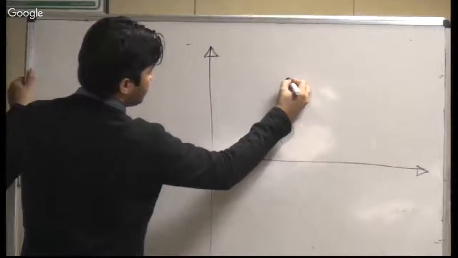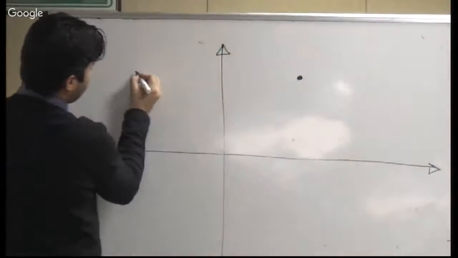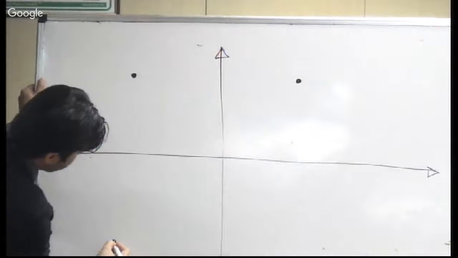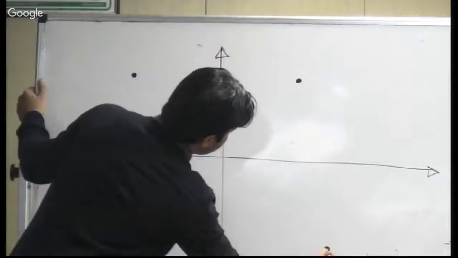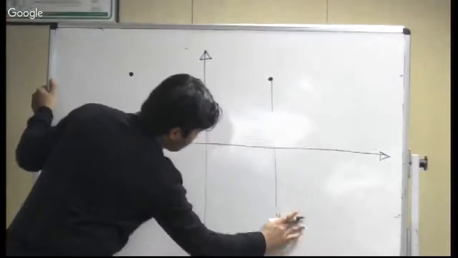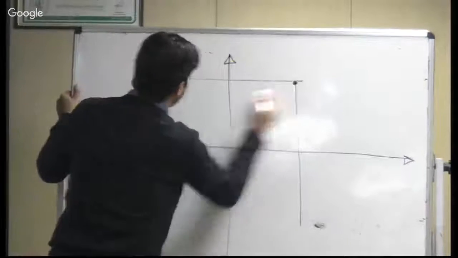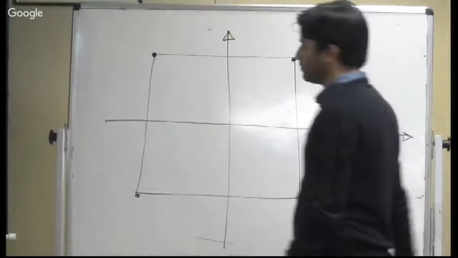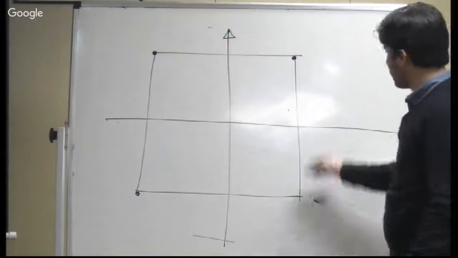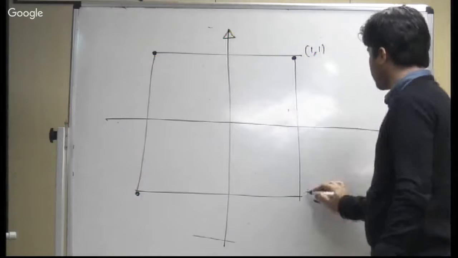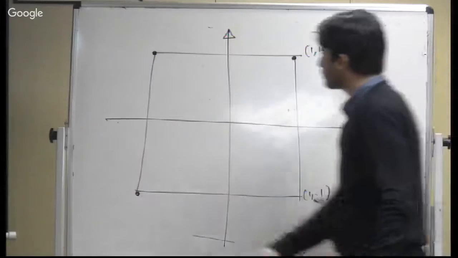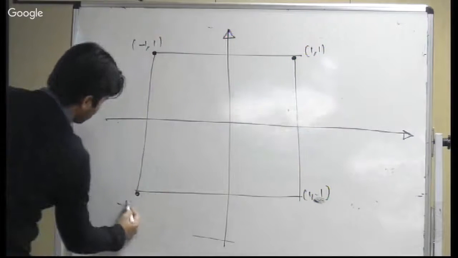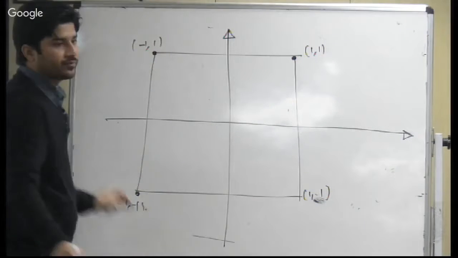Let's make this as 1, 1, and this as the next vertex, and this as the next. So it turns out to be this. So this is my square, right? Okay. Now this is 1, 1.